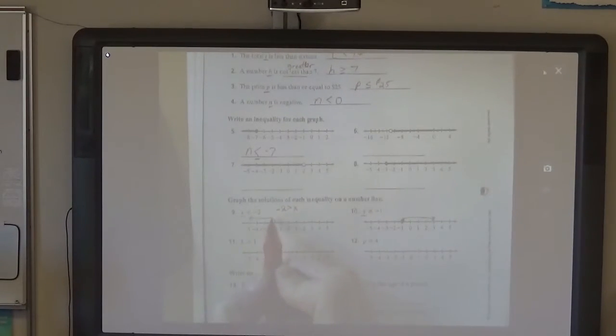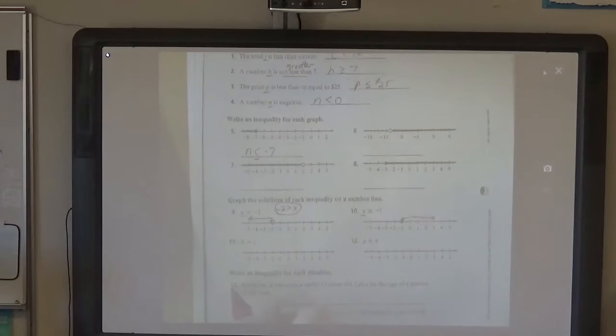So we would still graph it this way, but notice that the arrow that we draw is the opposite way that the symbol is pointing. Okay? So whenever you see it written this way with the number first, then you should recognize that I have to shade the opposite direction that it's pointing. Okay?